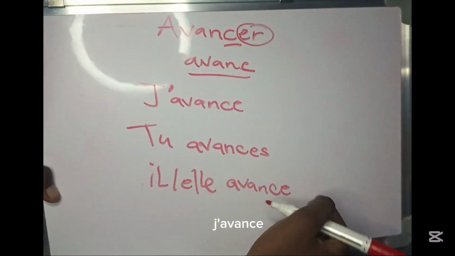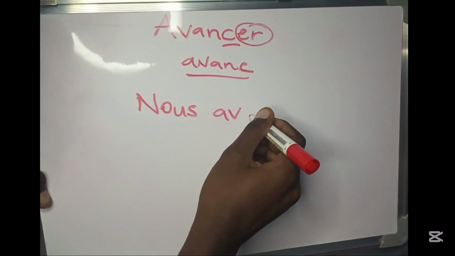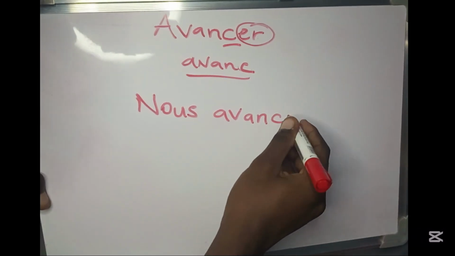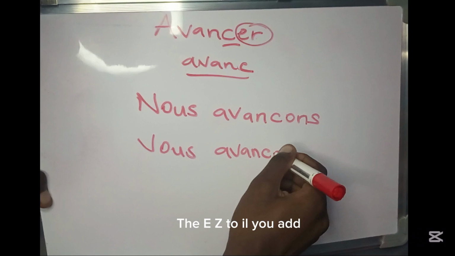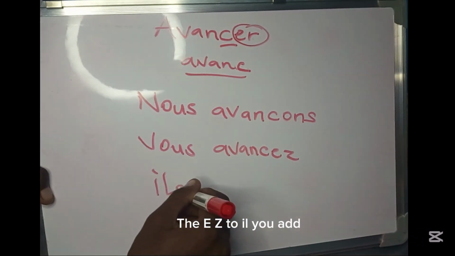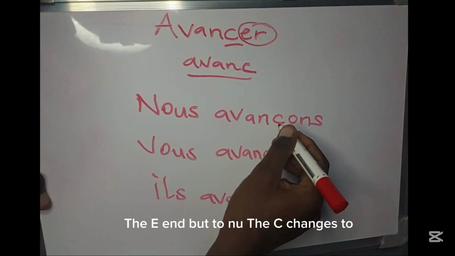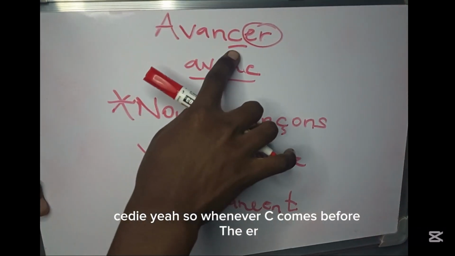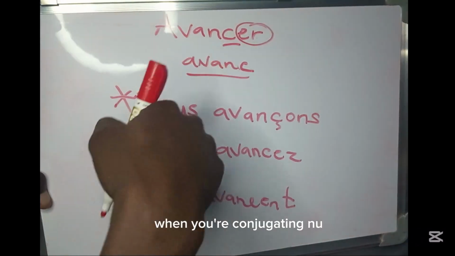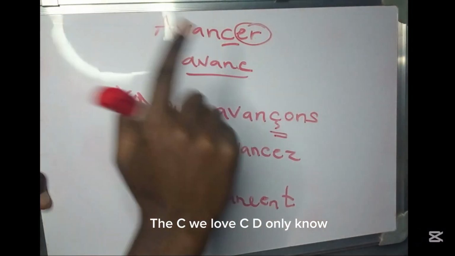So, j'avance, I'm moving forward. Tu avances, you're moving forward. Il avance, elle avance. To nous, avanç, and then you add the ONS. To vous, you add the EZ. To ils, you add the ENT. But to nous, the C changes to Ç. So whenever C comes before the ER, when you're conjugating nous, the C will become Ç, only nous.